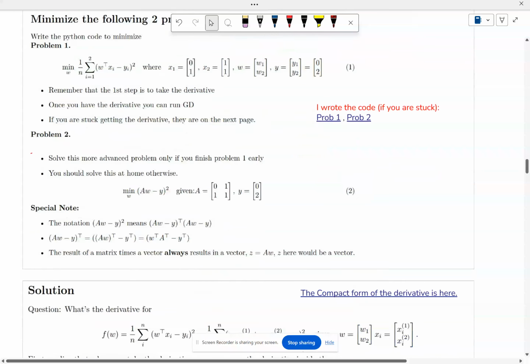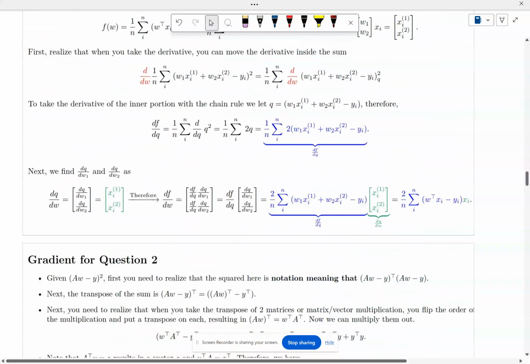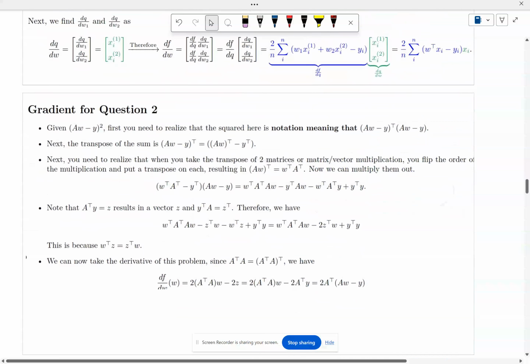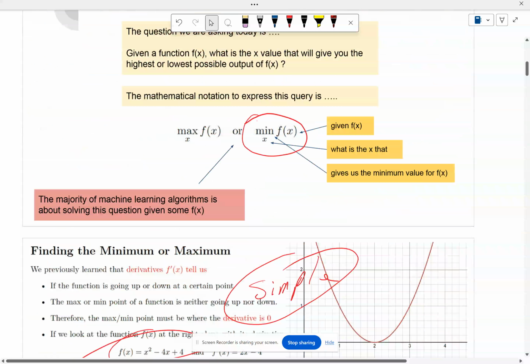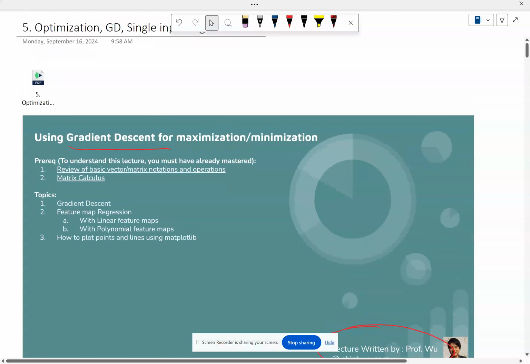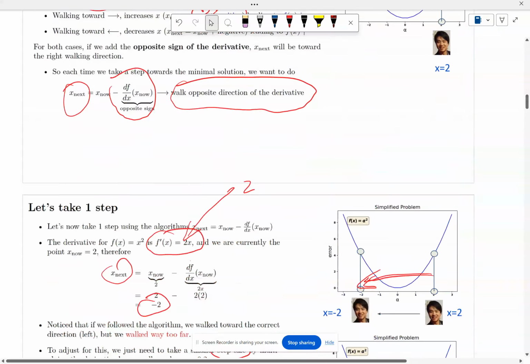Okay, so that's it for part one. This is part one of the lecture on minimization. Okay, so in part two, we're going to then talk about regression. Regression, right here. So okay, I will see you in the next lecture.